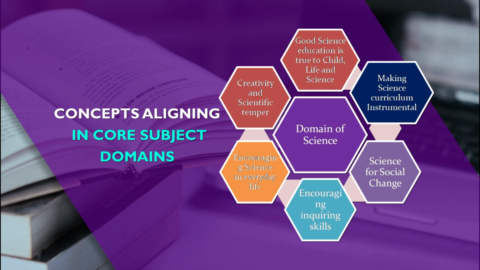Then the domain of science. It includes that good science education is true to the child's life and science. So here it includes the child's life as well as science. It relates life and science, meaning how science is important for human life, so the child will realize it and feel it. Then making the science curriculum instrumental: how to use many instruments for scientific experiments and activities, especially in the laboratories. Then further, science for social change. How changes in society are possible through science also comes under the domain of science.